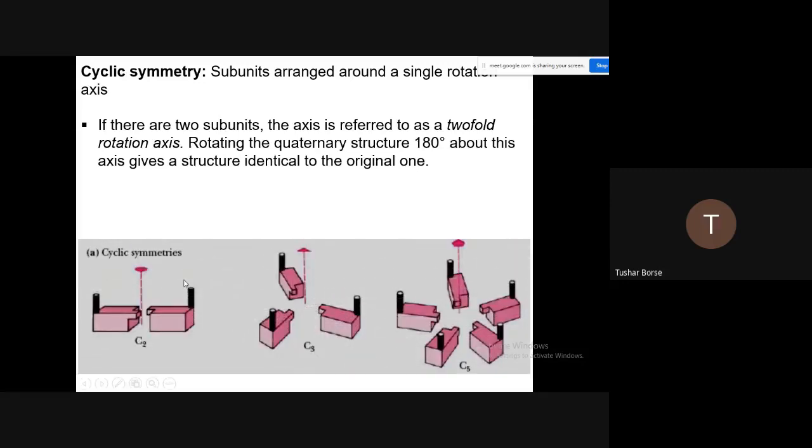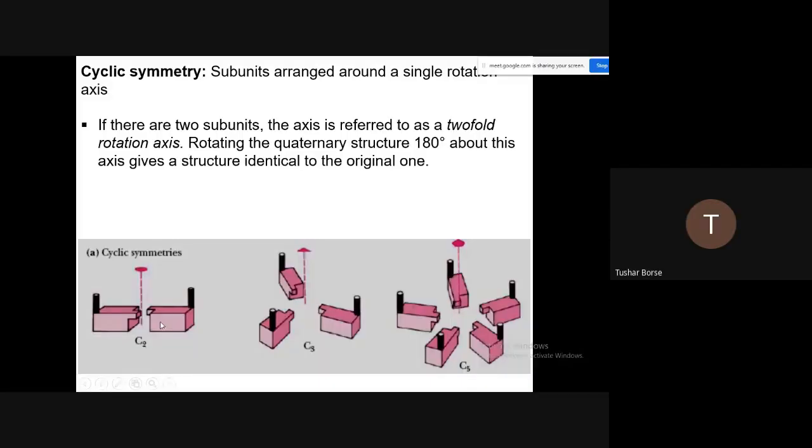Looking at these three diagrams, the first diagram shows the angle of rotation. If I rotate this by 180 degrees, now there are only two subunits, so I can rotate it at 180 degrees. Simply, this subunit will come on this side and this subunit will come on this side. So if you look at the structure, you will see that this subunit is having more than two subunits.